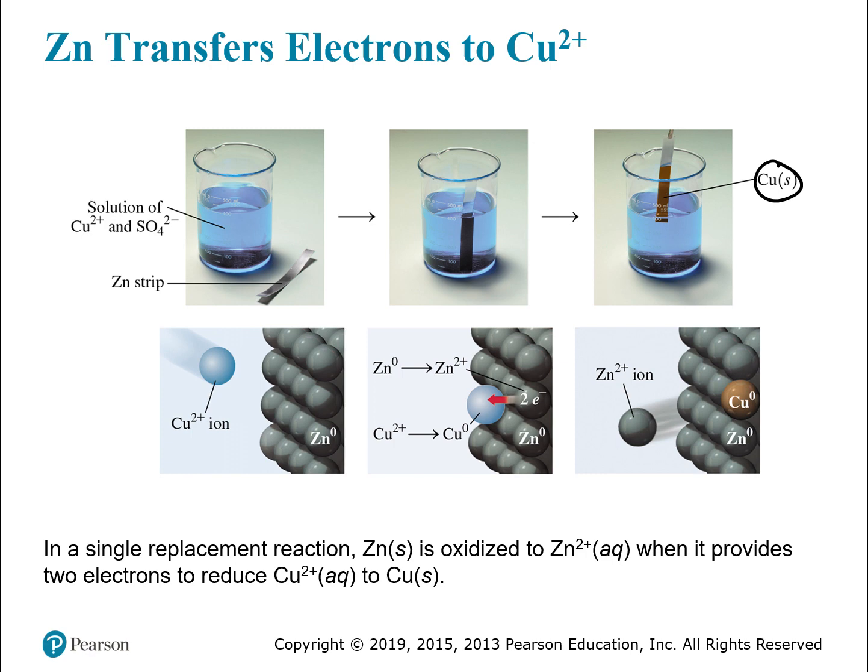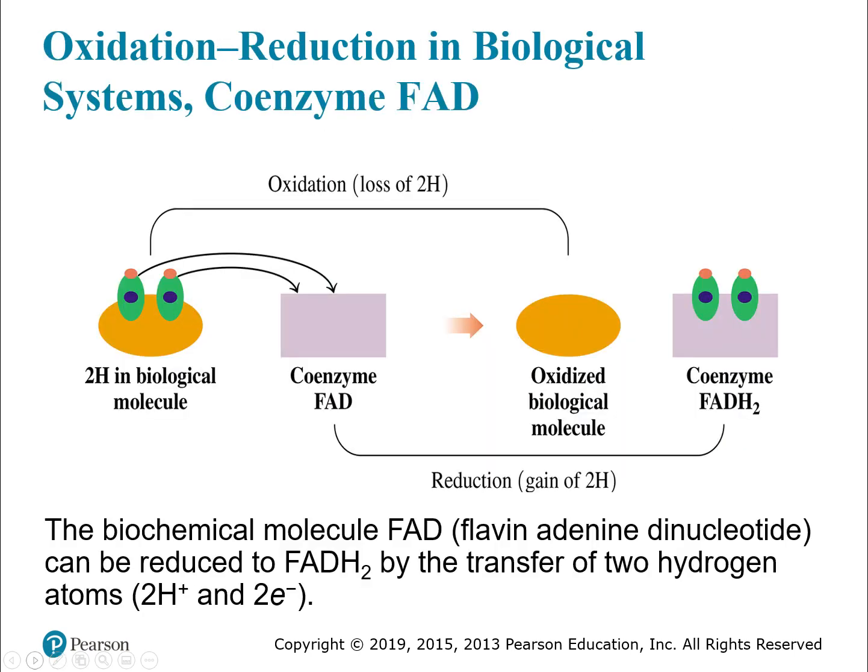So that's an example of a real-world reaction that you could do if you had all of these components at your disposal. Like I alluded to, redox reactions are really important in biological systems. One example of a molecule that does redox in your body is a coenzyme called FAD. Coenzyme just means that it's a helper to an enzyme. The enzyme needs this molecule to do the chemistry that it does.